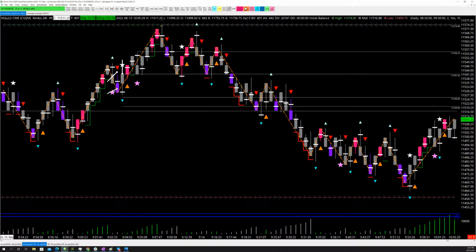11,541 to 11,574 is 30 points, or $600 a contract. If you scaled your first contract at 15 points, that's $300. And then you have to make a strategic decision that only you can make as to whether you want to try to push that trade to a location, or if 30 points is sufficient.